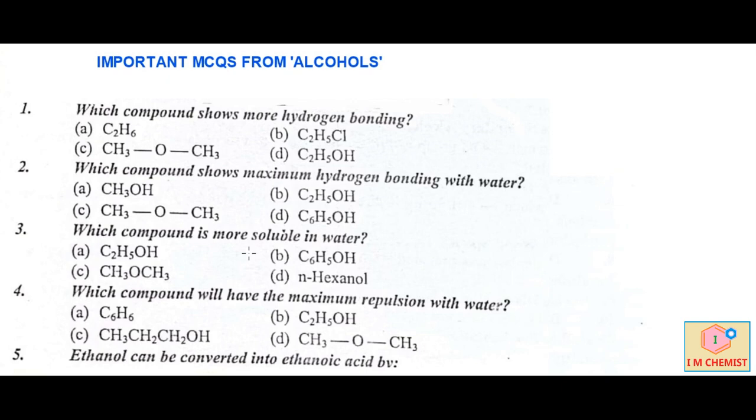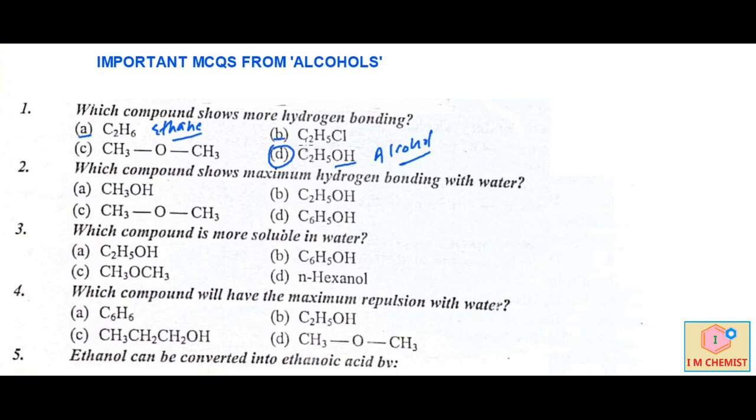Let's start our video. The first MCQ is, which compounds show more hydrogen bonding? So the right option would be option number D, because it contains a hydroxyl group and it belongs to the class of alcohols. And alcohols have the property that they can make hydrogen bonding with water. In option number A we have C2H6. This is actually ethane. This is a non-polar molecule, so it cannot make hydrogen bonding with water.